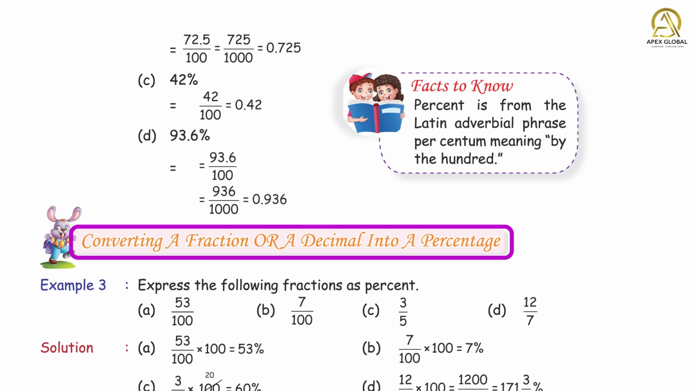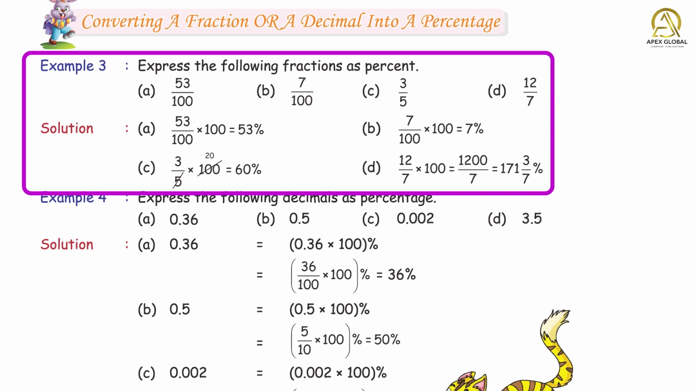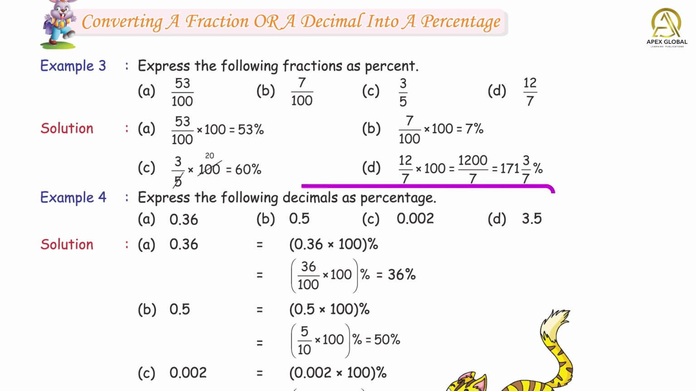Converting a fraction or a decimal into a percent. Example 3. Express the following fractions as percent: A 53 upon 100, B 7 upon 100, C 3 upon 5, D 12 upon 7. Solution: A 53 upon 100 into 100 is equal to 53%. B 7 upon 100 into 100 is equal to 7%. C 3 upon 5 into 100 is equal to 60%. D 12 upon 7 into 100 is equal to 1200 upon 7, which is equal to 171 3 upon 5%.